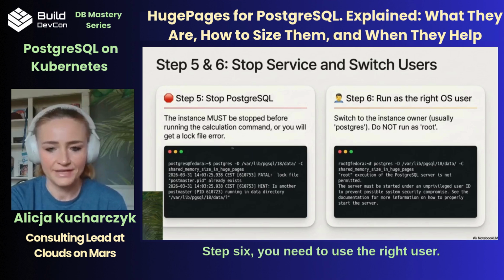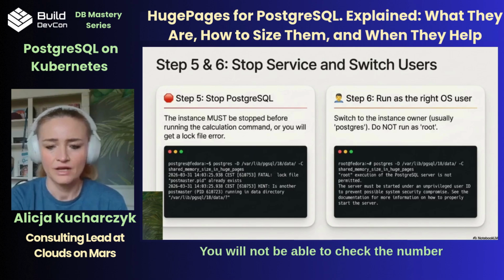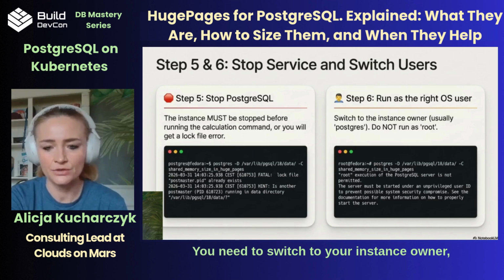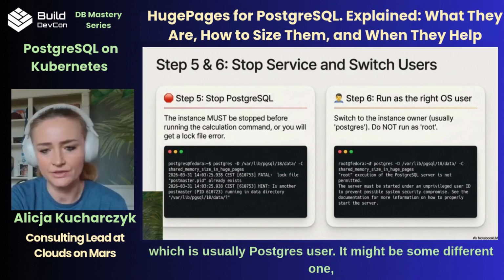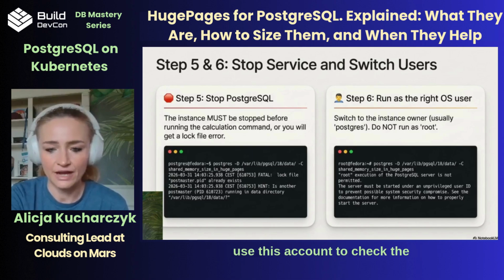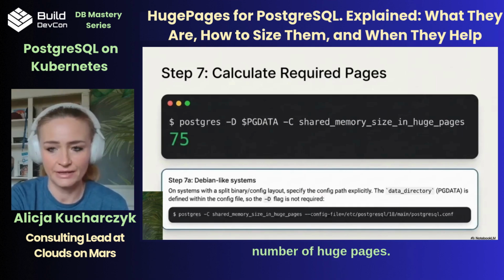Step 6, you need to use the right user. You will not be able to check the number of HugePages needed from the root account. You need to switch to your instance owner, which is usually the postgres user. It might be some different one, but usually it will be the postgres user, and use this account to check the number of HugePages.